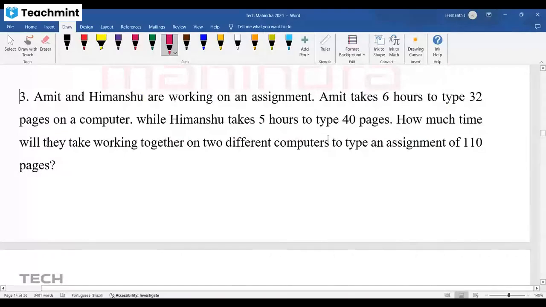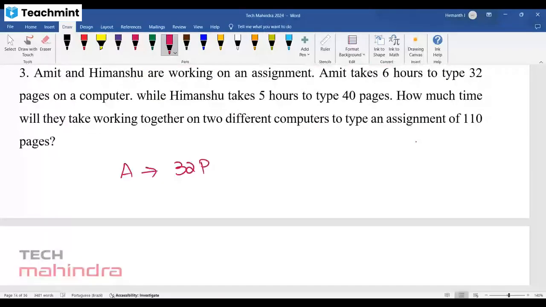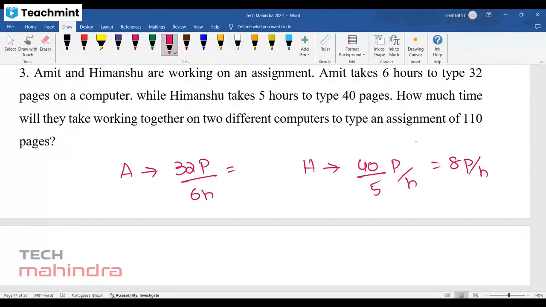Amit can take 6 hours to type 32 pages. So you can type 32 pages in 6 hours. Himanshu will type 40 pages in 5 hours. Okay, he can type 8 pages per hour. This guy can type 16 by 3 pages per hour.